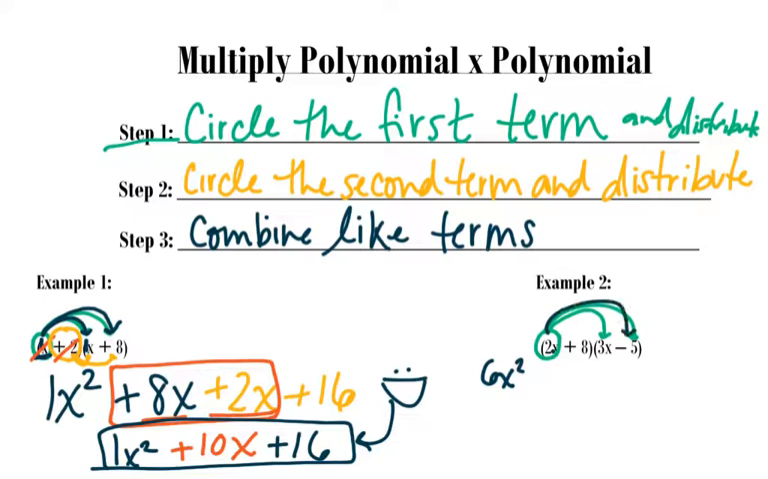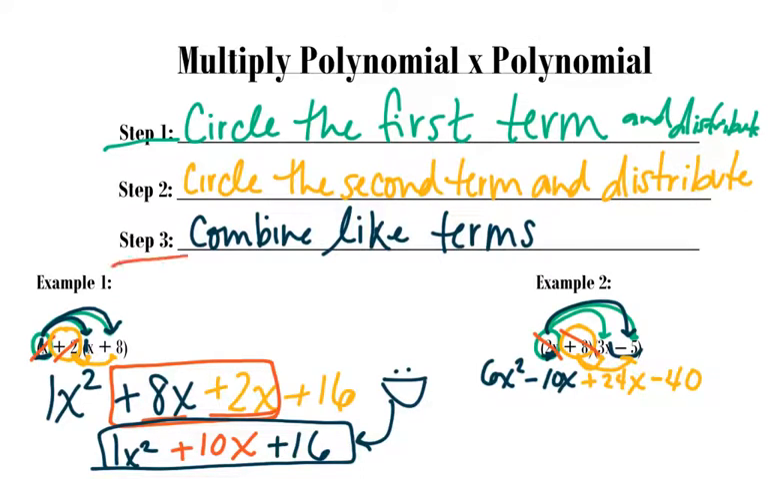2 times negative 5, positive 2 times a negative 5 is a negative 10, and that 2 had an x with it. 2x times negative 5 is negative 10x. First term is done. Next term is an 8. I'm going to distribute that 8. 8 times 3 is the number 24 with an x. 8 times negative 5 is the number negative 40. That term has now been distributed, so we're done.